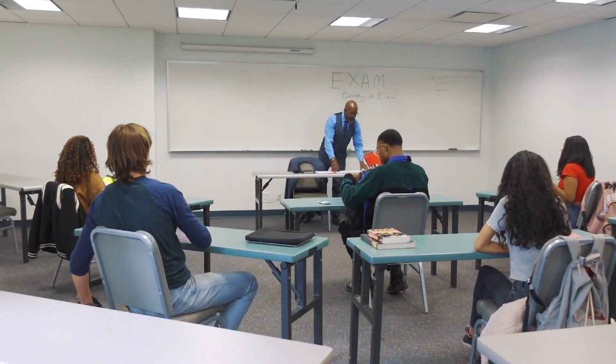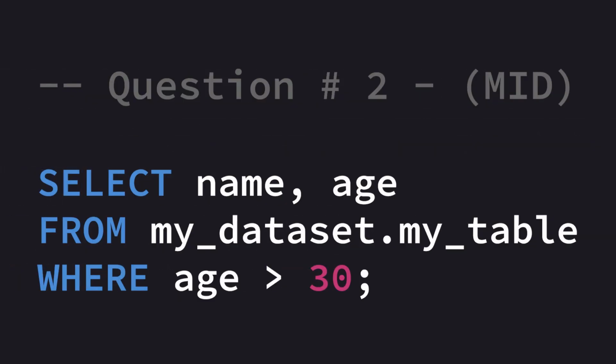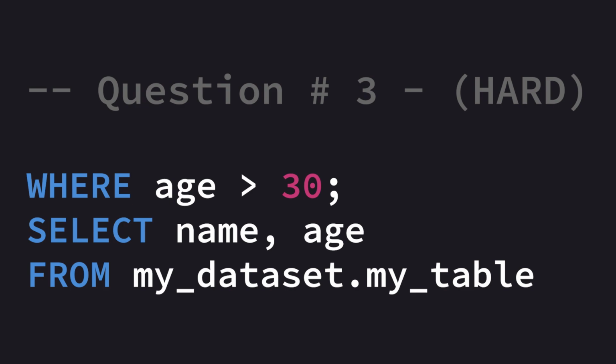Cool. Let's finish this video off with a quiz. Question number 1. Easy difficulty. What does the asterisk wildcard allow you to do when combined with the select statement? Question number 2. Medium. Why do we use the semicolon at the end of our queries? Question number 3. Hard. Why does the following query not run?